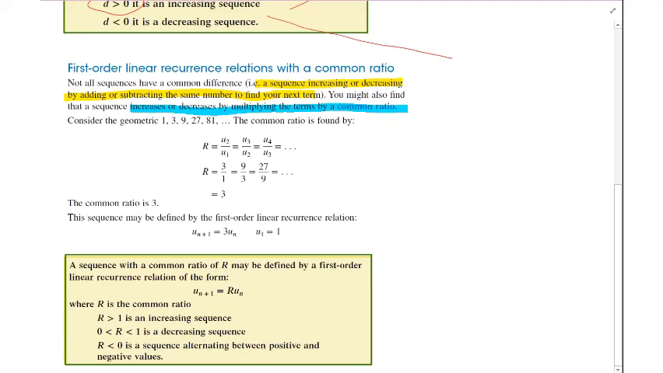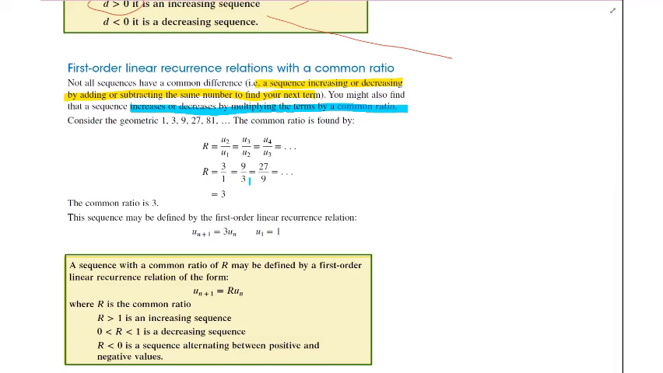I'm going 1, 3, 9, 27, 81. So your common ratio there, in this case, I'm going to go the second one divided by the first one. So that's 3 divided by 1 is 3. Then I go 9 divided by 3, I get 3. Then I go 27 divided by 9. Guess what I get? 3. So our common ratio here is 3.